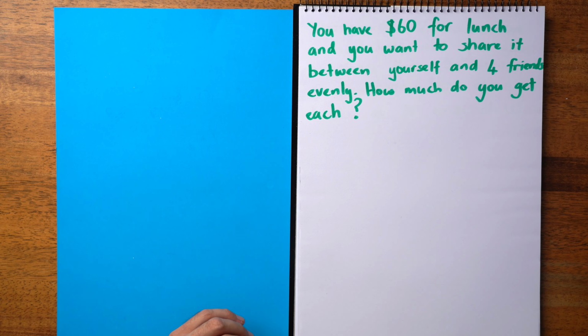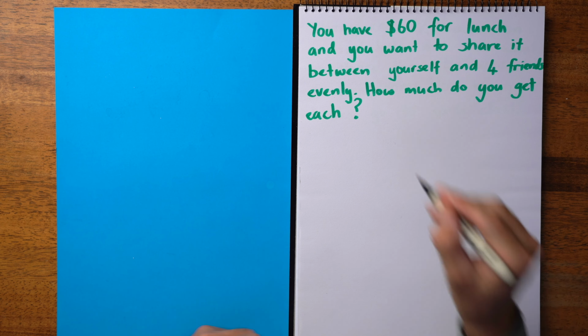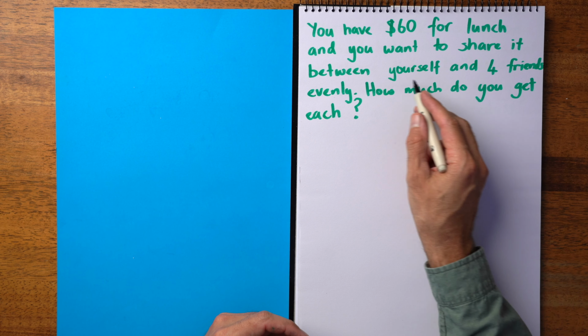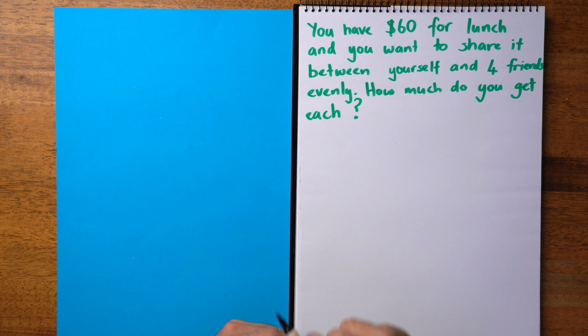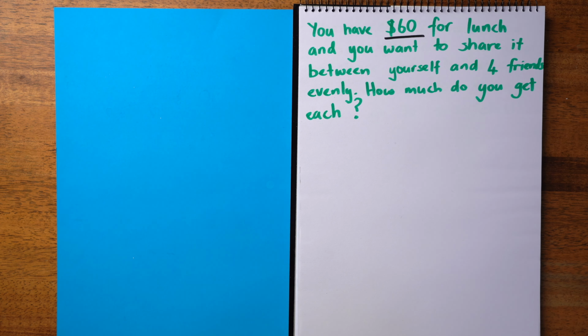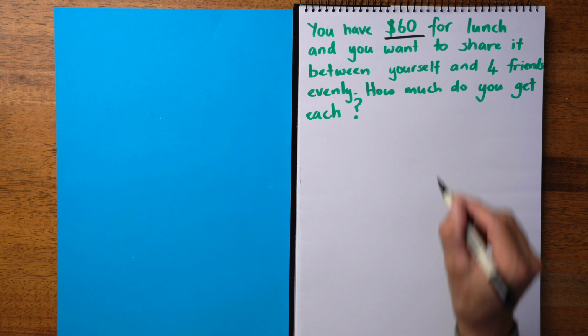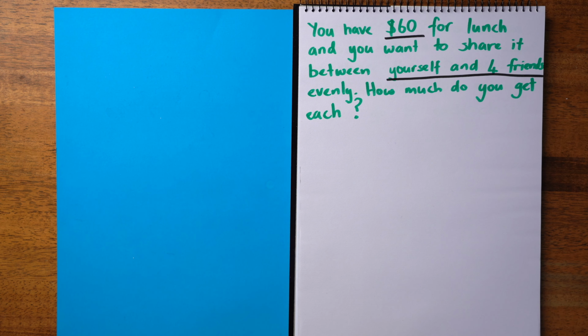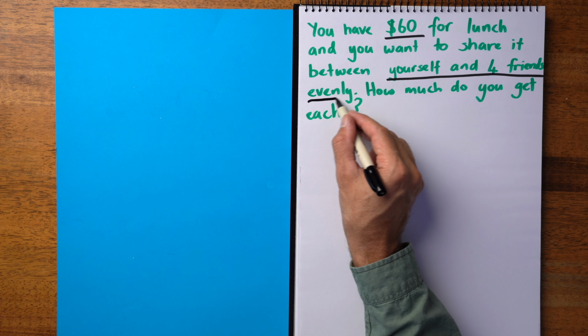Let's get into it. Our first example: you have $60 for lunch and you want to share it between yourself and 4 friends evenly. How much do you get each? I'm going to highlight evenly as well because that suggests we are looking at a division question here.